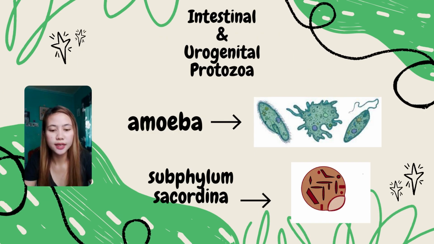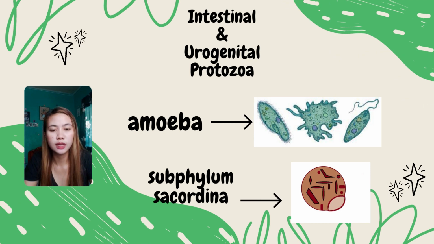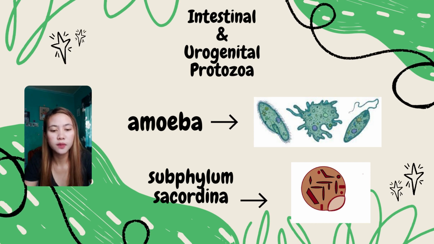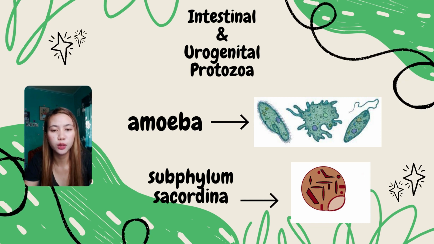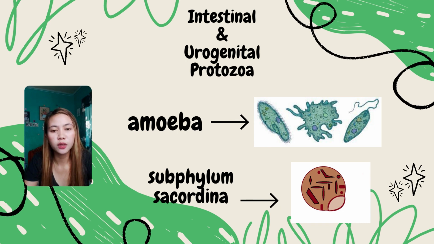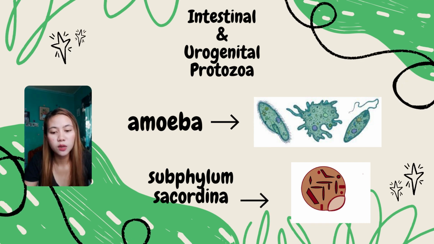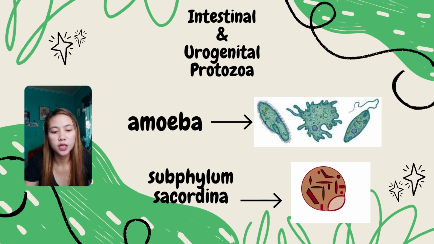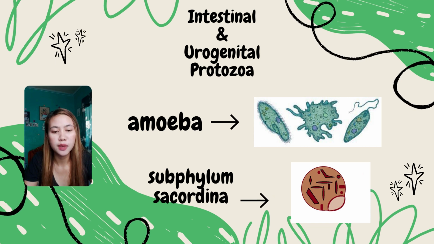Under the intestinal and urogenital protozoa, we have subphylum Sarcodina. These organisms have flowing cytoplasm and use temporary cytoplasmic extensions called pseudopodia in locomotion. And under the subphylum Sarcodina, we have Entamoeba histolytica. Entamoeba histolytica is an intestinal and tissue amoeba, and it is the only known pathogenic intestinal amoeba.